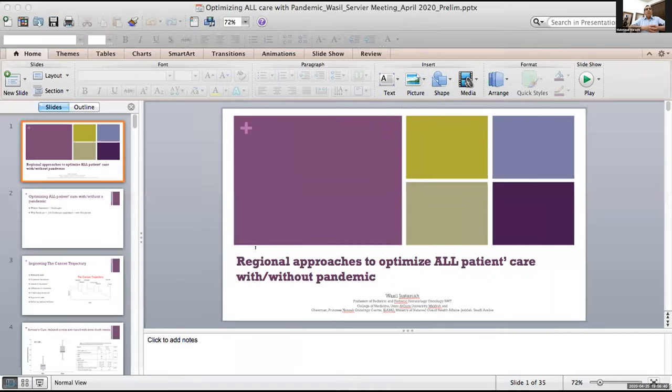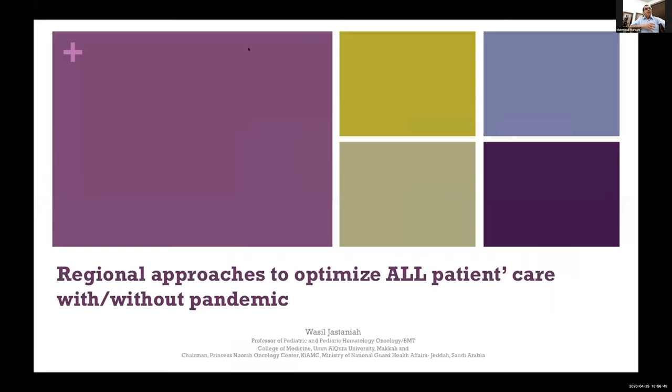I think now Dr. Wasil Jastaniah will be talking on the regional approaches to optimize ALL patient care with and without pandemic. Dr. Wasil is a consultant pediatric hematology oncology and bone marrow transplant physician. He's a professor at the College of Medicine, Umm al-Qura University in Makkah. And he is the chairman of the Princess Nora Oncology Center in King Abdul Aziz Medical City.